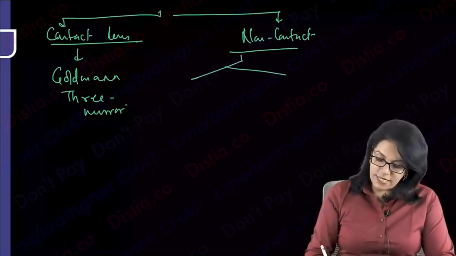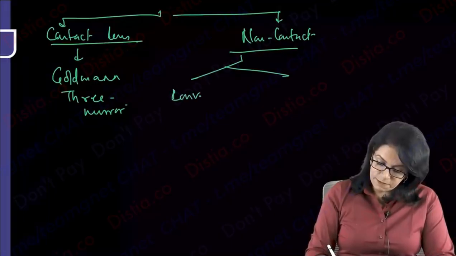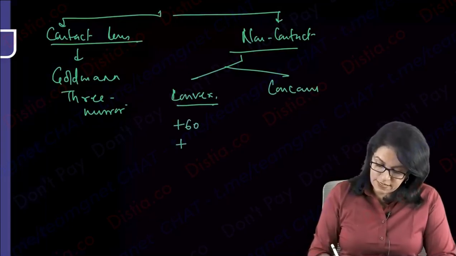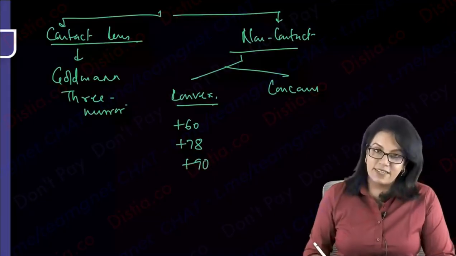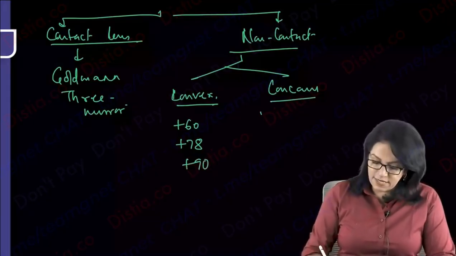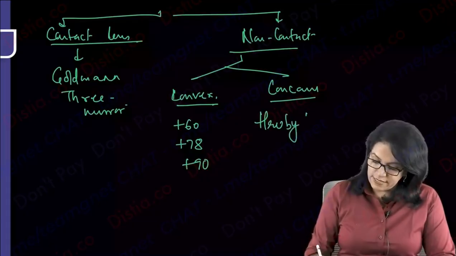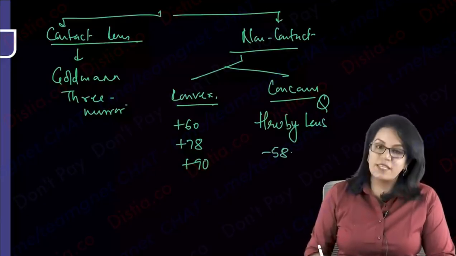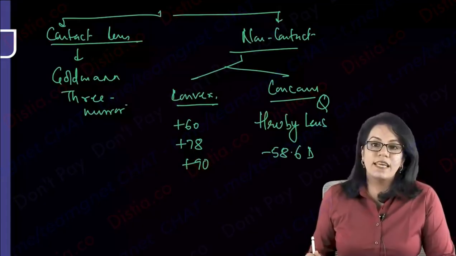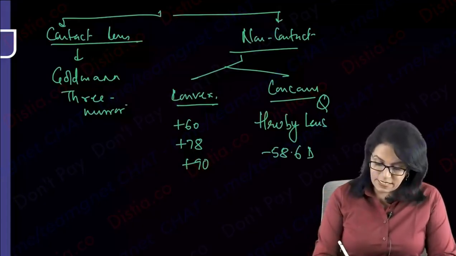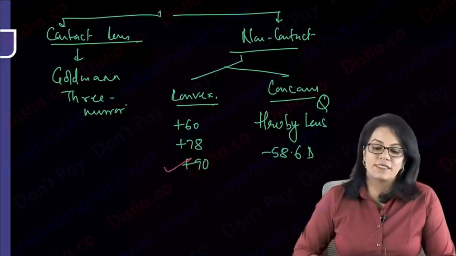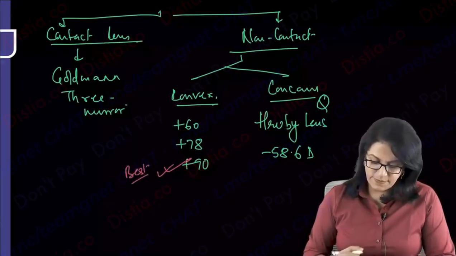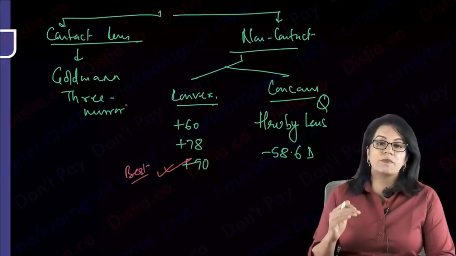So non-contact, we will divide it as plus lens, which is convex, or concave. Convex lenses can be plus 60, plus 78 or plus 90, right? And the concave one is called the Ruby lens. Know this, there was a question here. The Ruby lens is minus 58.6 diopters. Okay? So which is the best? Best is always plus 90, which gives the best visualization. Got it? So this was the investigation of choice.